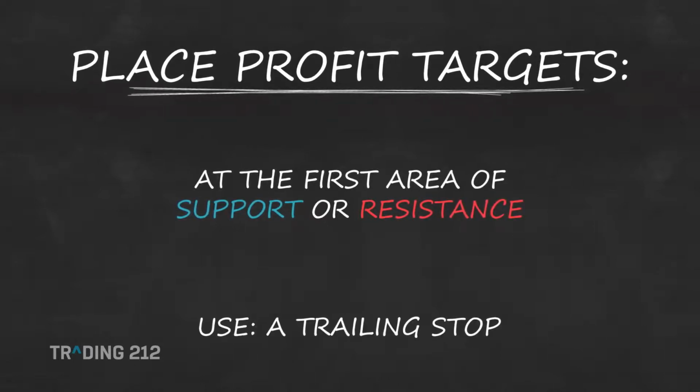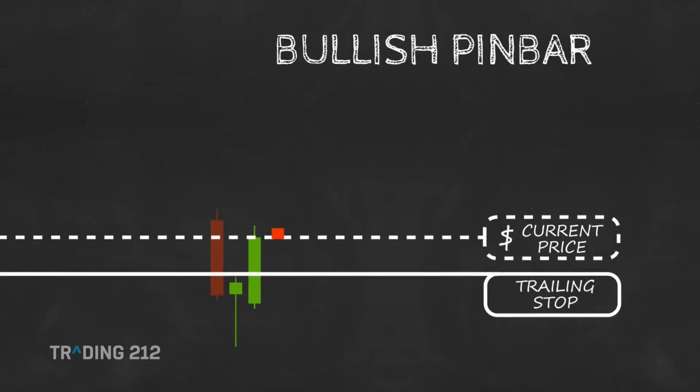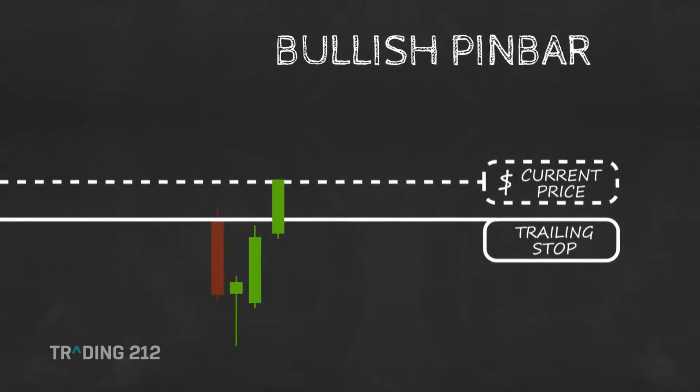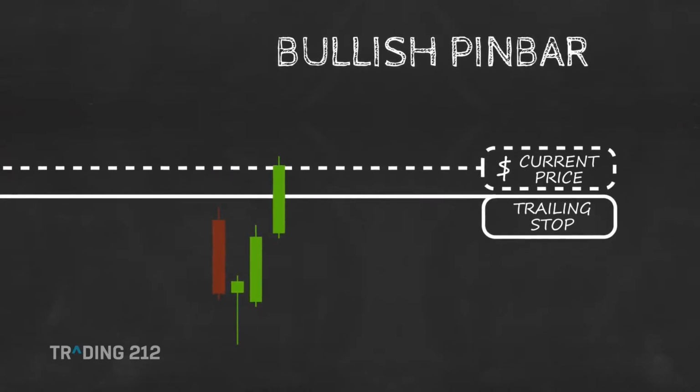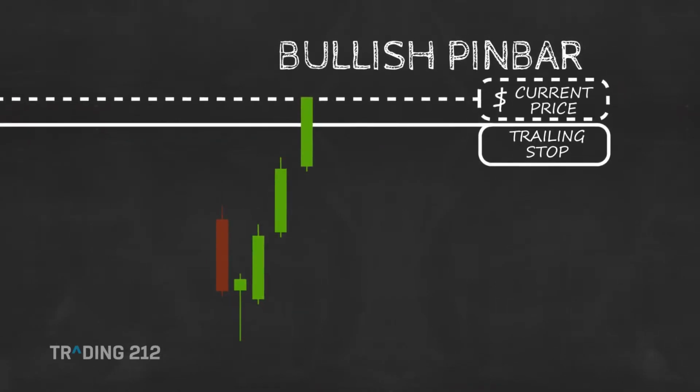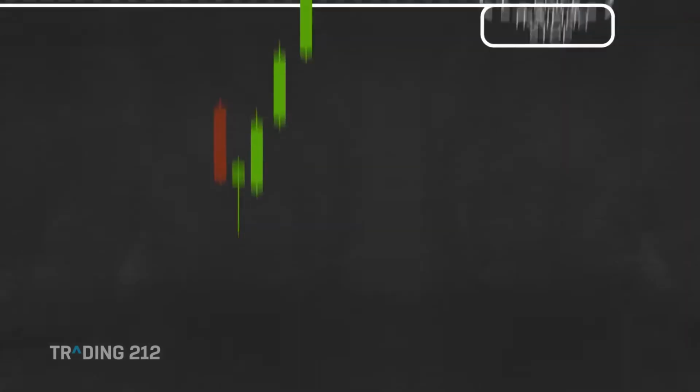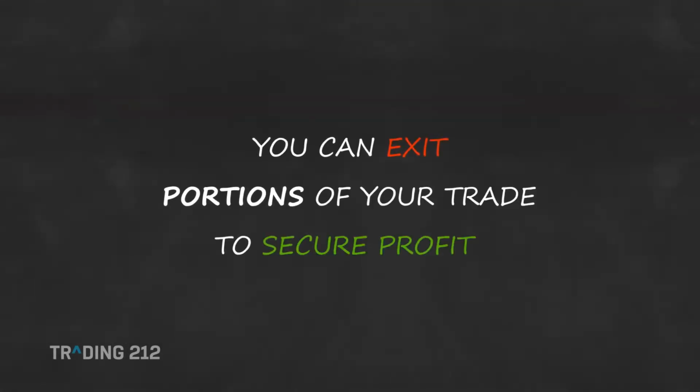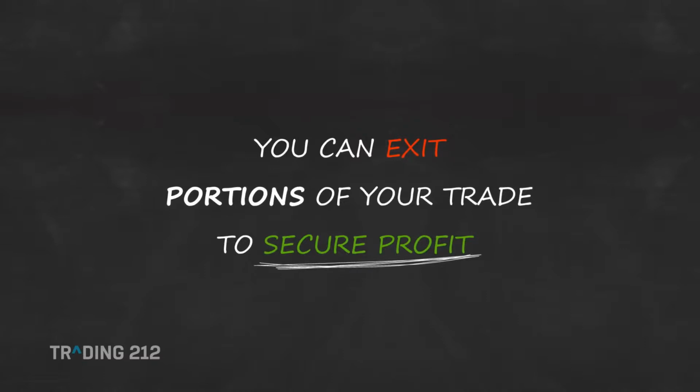When trading reversals, you don't know exactly how long the momentum of the new trend will last. For this reason, using a trailing stop would allow you to gain the maximum profit from the momentum while having your stop in place when the market turns. In this way, you would hold your position until the trend exhausts and reverses once again. Alternatively, you can also choose to exit portions of your trade to secure profit along the way.